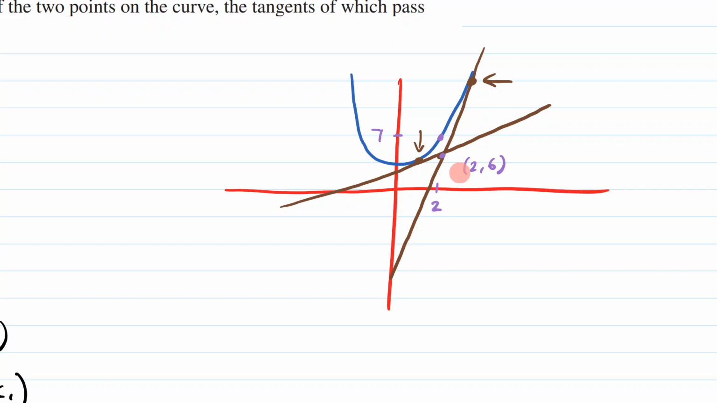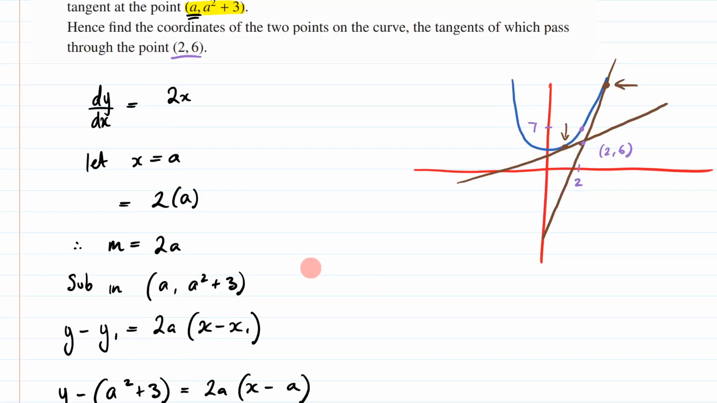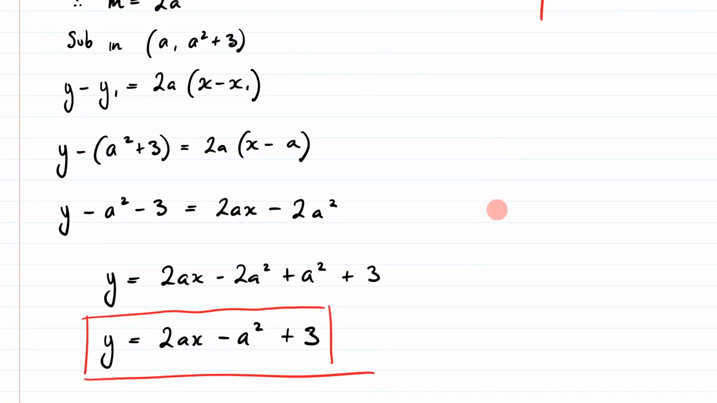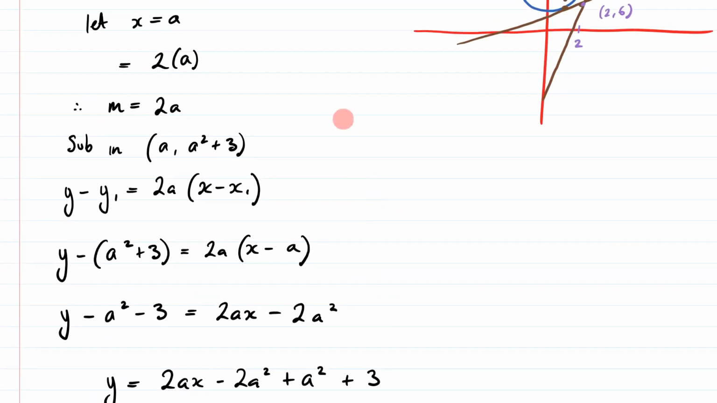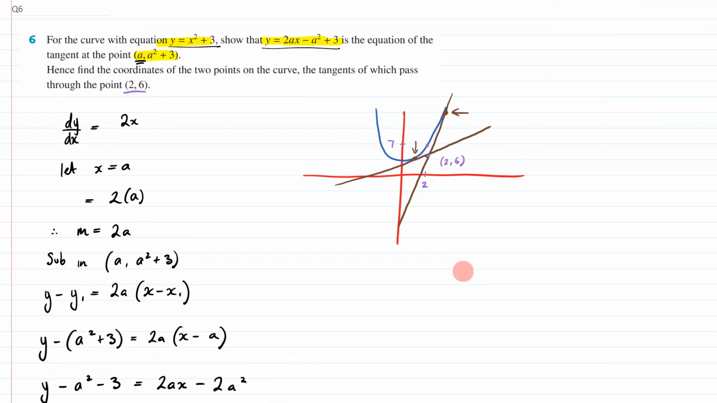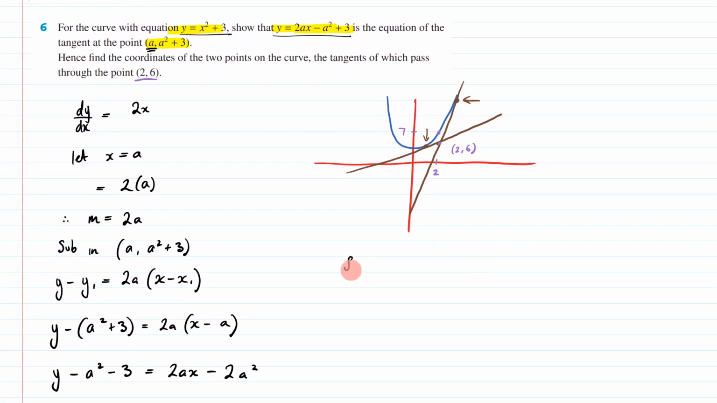That's what I'm after. To find that, I recognize that I found the equation of the tangent. I know what it is. It's just this. So I'm going to take this and sub in the point (2, 6) into it and solve it for a. Let's zoom out a bit. I'm going to sub in (2, 6) into my equation of the tangent.